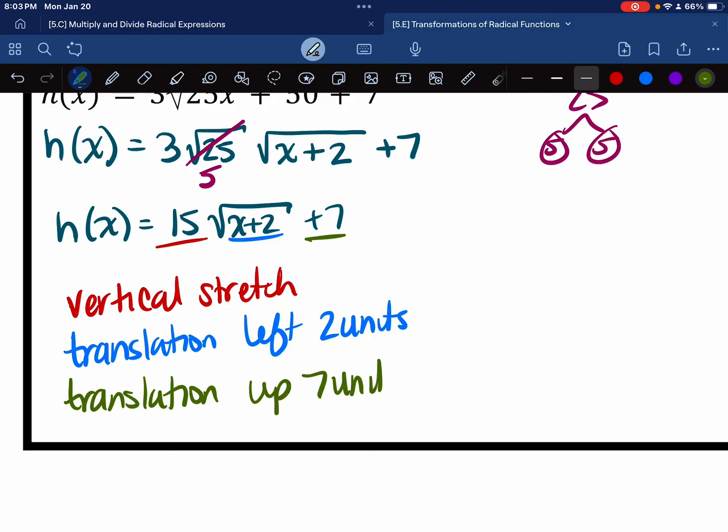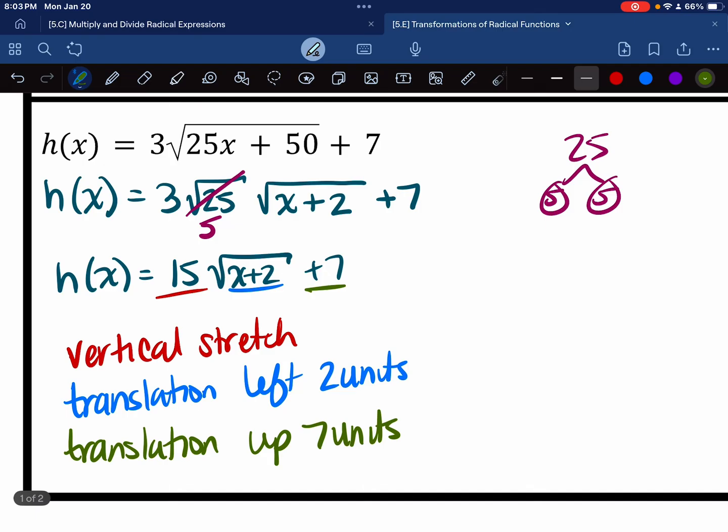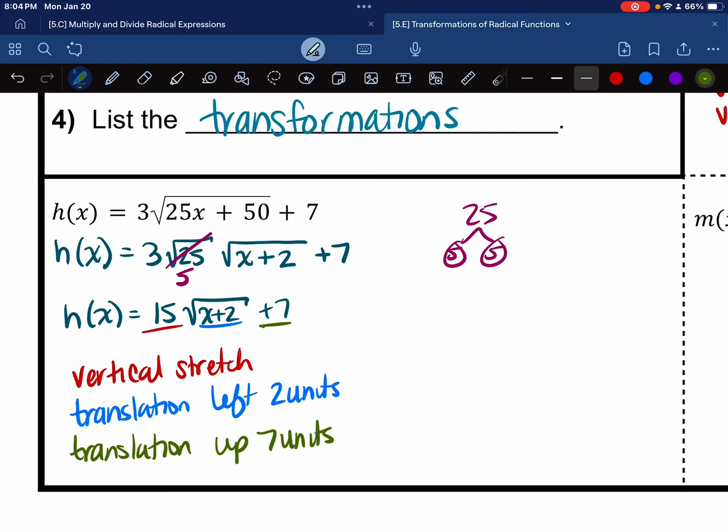So notice your h isn't the same thing when you start as when you end. So you need to make sure that you find your new a value before you identify h, because you've got to factor that number out.